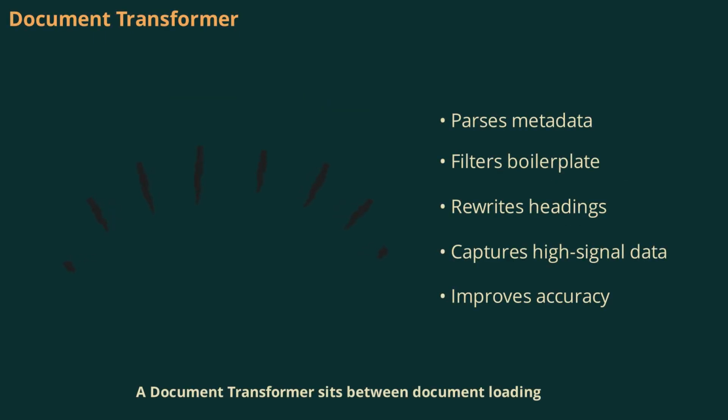responses. Document Transformer sits between document loading and vector storage in a RAG pipeline. It modifies document elements by parsing metadata, translating text, filtering out boilerplate, or rewriting headings. This ensures that the embedding process captures high-signal data, making retrieval and generation more accurate. Document transformers are essential for preparing documents for effective chunking and embedding.